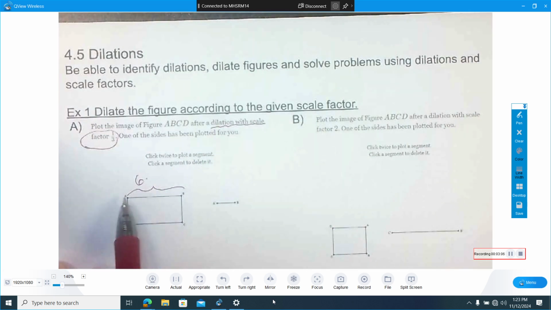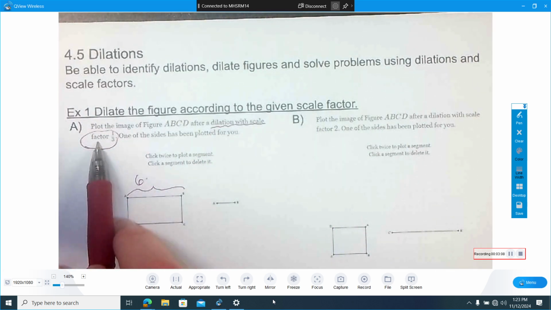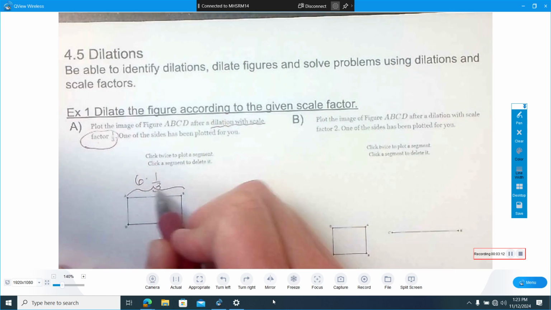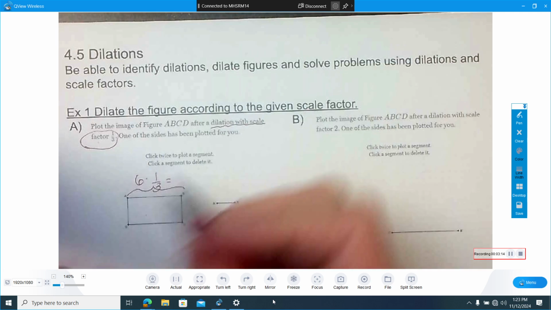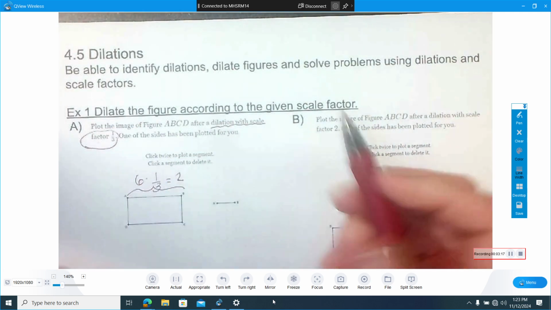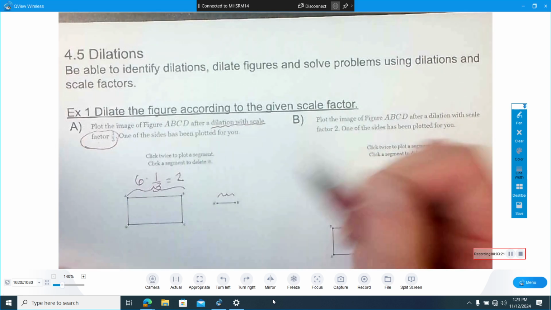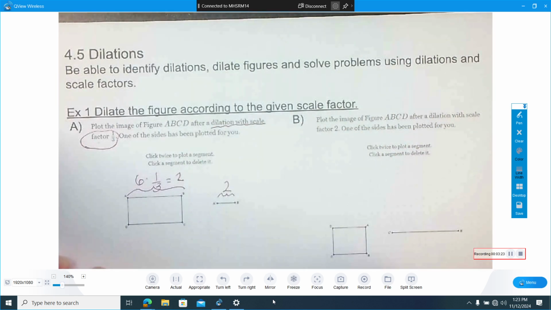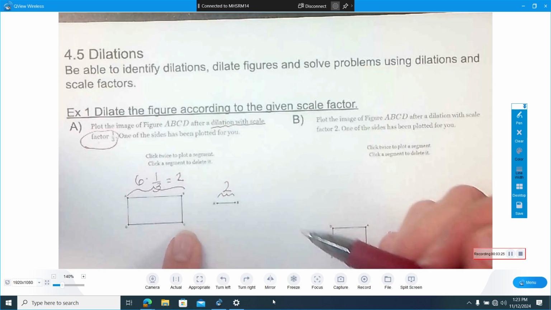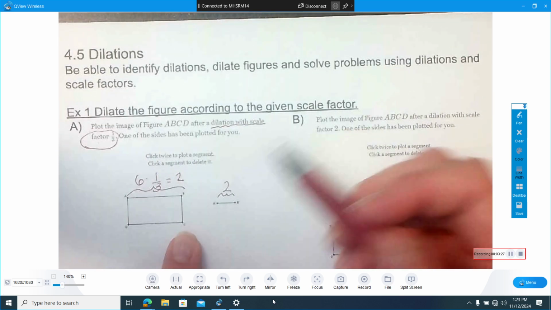And to figure out the new side length, we multiply it by the scale factor. What is 6 times 1/3? 2. It is. And so then you can see this new side length. What's its new side length? 2. Very good. All right. We're going to do the same thing all the way around.